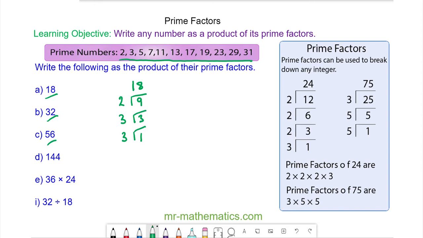So 18, as a product of its prime factors, is 2 multiplied by 3 multiplied by 3. And we can write this in index form as 2 multiplied by 3 squared.